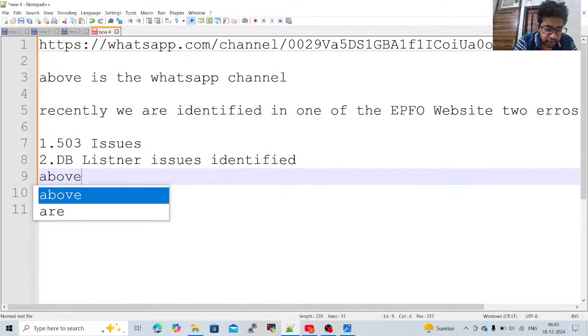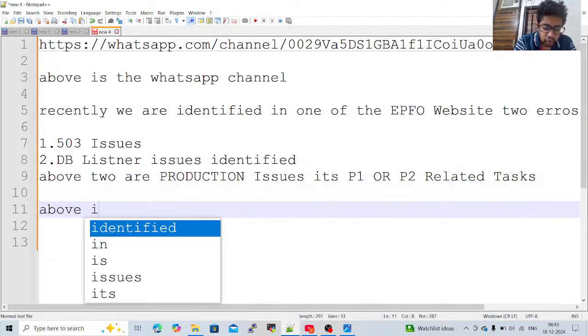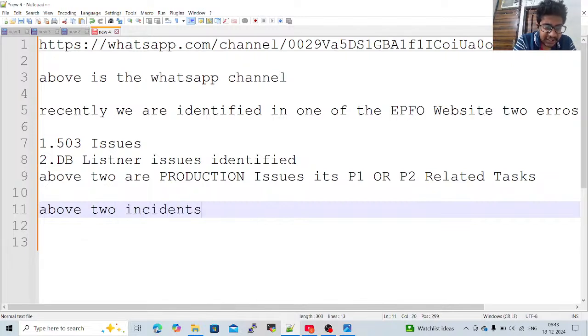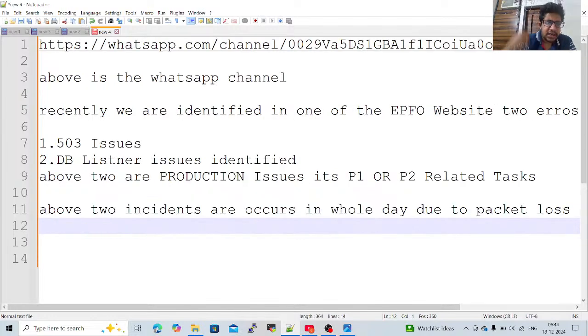These two are production issues, P1 and P2 related tasks. These two incidents occurred the whole day. The 503 issues are due to packet loss.